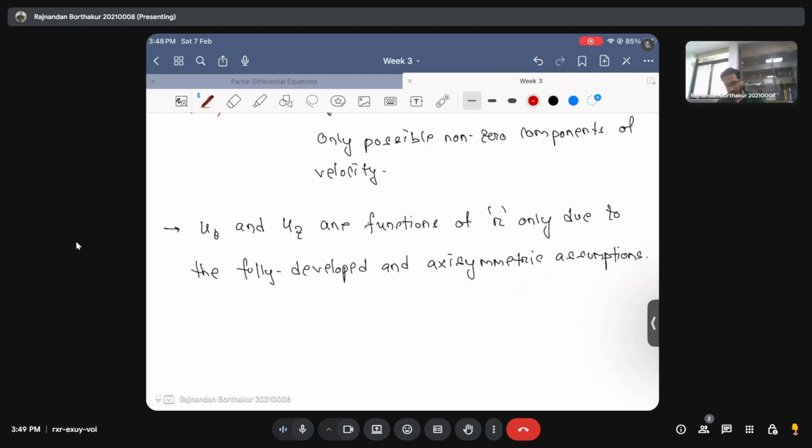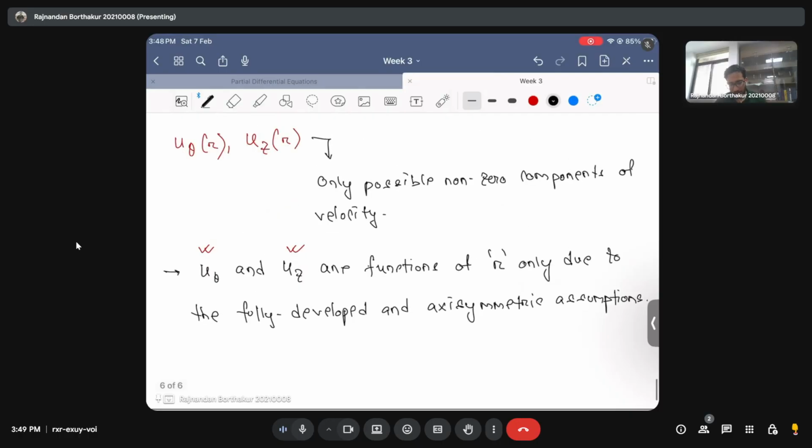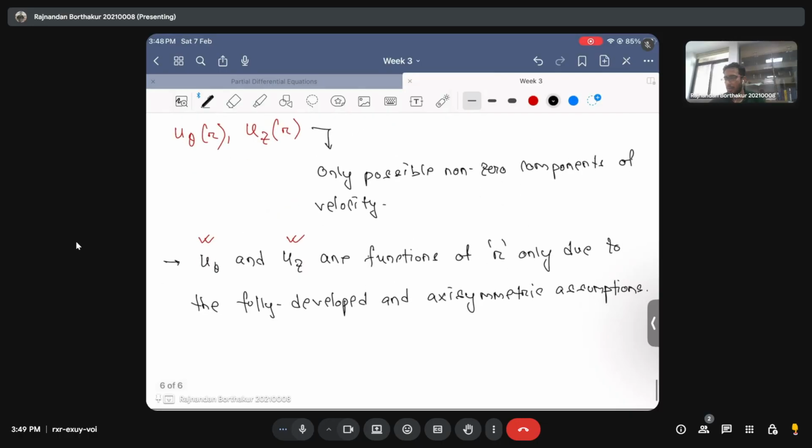Then what we need to do is evaluate these two non-zero components of velocity, and at this point these are just functions of r only. All right, so I'll stop here maybe for a couple of minutes. If you have any questions, you can feel free to let me know.